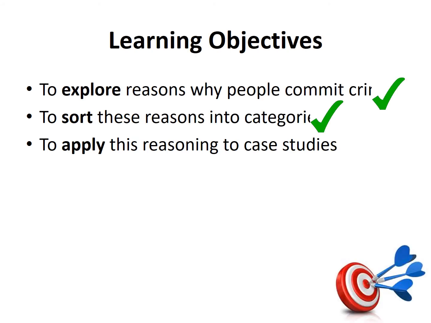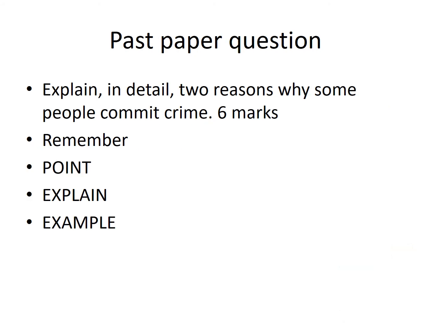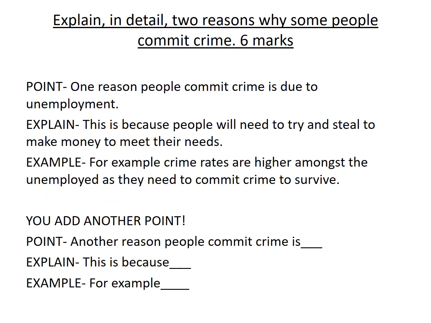Okay, so our last aim today was to apply this reasoning to case studies, so we should have now done that. Okay, so to finish today, what we're looking to do is to complete a past paper question. So we have here, explain in detail 2 reasons why some people commit crime. 6 marks. So remember, to answer this question, we use point, explain, example. Now for 1 point, explain, example paragraph, that gets you 3 marks. You're looking to do 2 of these.